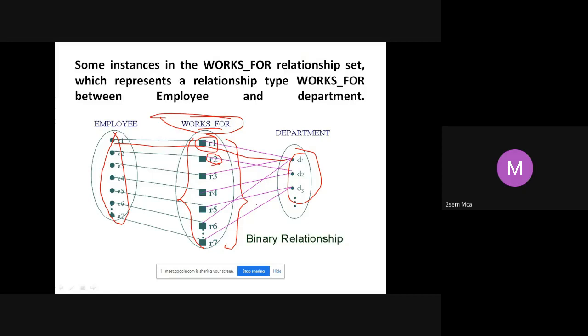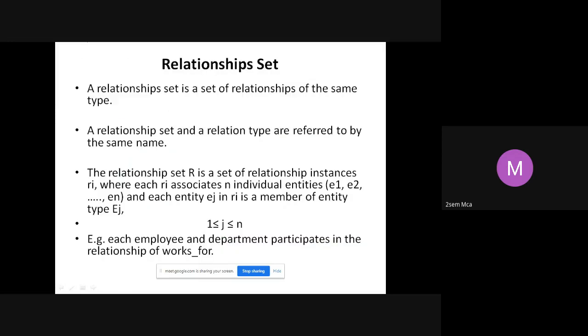In the case of an entity, the collection of all 58 records, you call it an entity set. Similarly, the collection of all those instances, you call it a relationship set. A relationship set is a set of relationships of the same type. So when I say employee belongs to the department, all the 7 employees share the same relationship type. What is the relationship type? Works for. All the 7 are working for some department. So then you call it a relationship set.